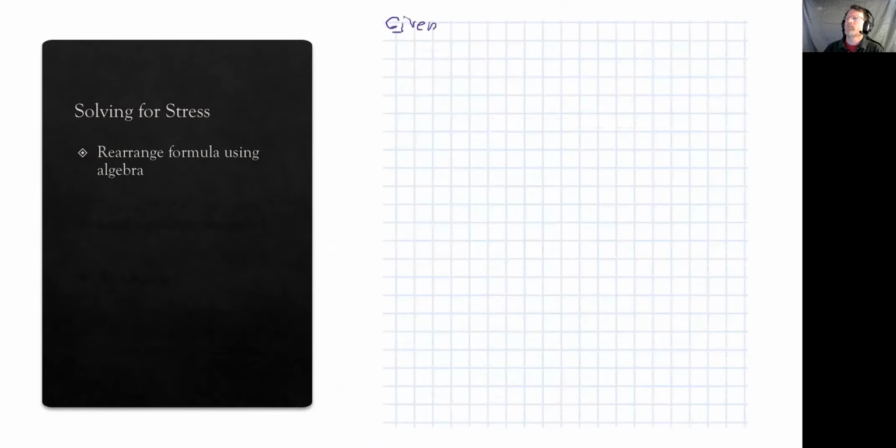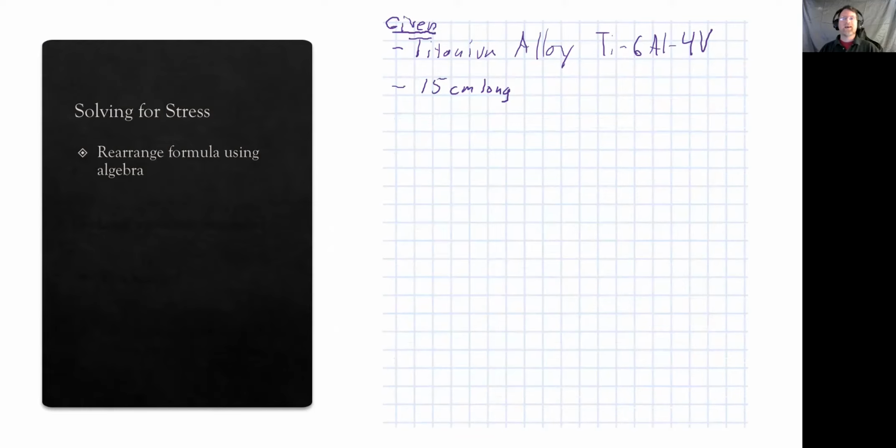So let's say we're given titanium. This is one of my favorite materials, titanium alloy Ti6Al4V. So we've got some aluminum and vanadium in there. And we have a sample that is 15 centimeters long. And we've done a test on this, and we deflected it 0.02 millimeters. So we know what our material is, we know what our length is, we know what our deflection is. That means we should be able to figure something out here, and that is how much stress we put on the sample.